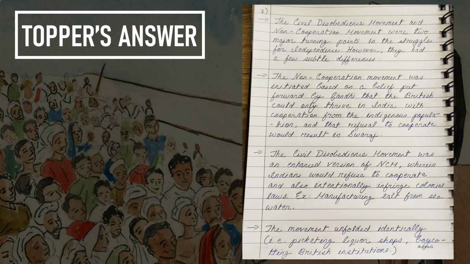The civil disobedience movement was an enhanced version of the NCM, wherein Indians would refuse to cooperate and also intentionally infringe colonial laws. Example, manufacturing salt from seawater. The movement unfolded identically, in other words, as in, picketing liquor shops, boycotting British institutions.